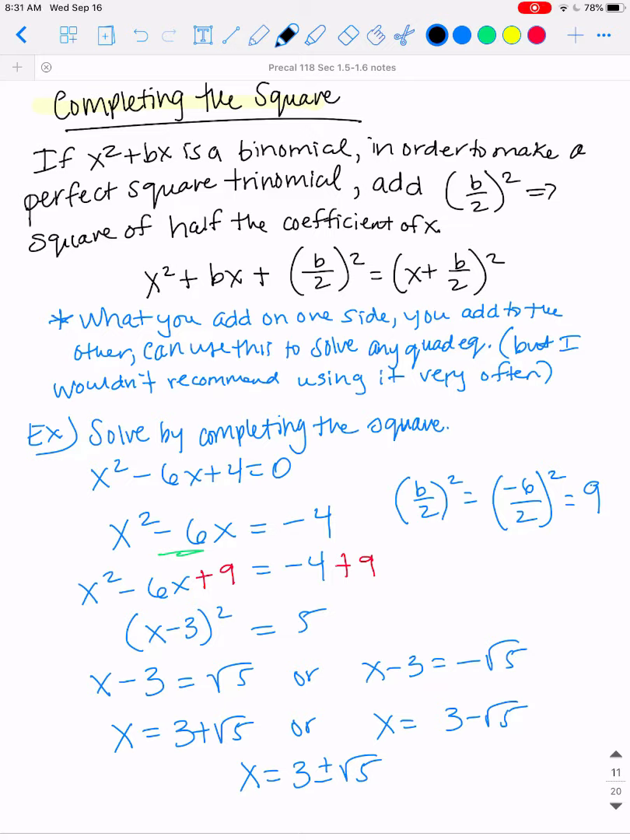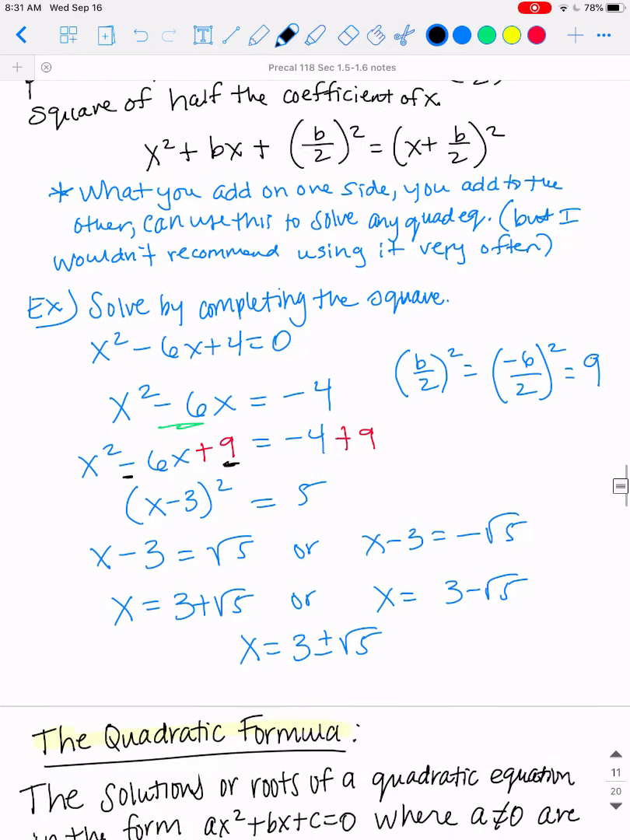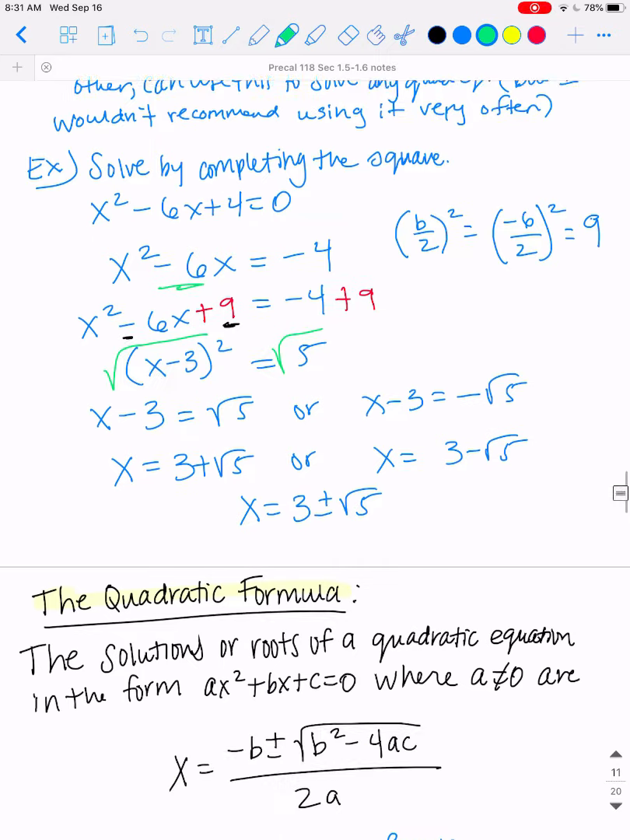So we could write x and then whatever sign this is, so minus 3, which is the square root of 9, and then squared, equals 5. So our x minus 3 equals square root 5, because we square this, or x minus 3 equals negative square root 5. So our final answer is x equals 3 plus or minus square root 5.